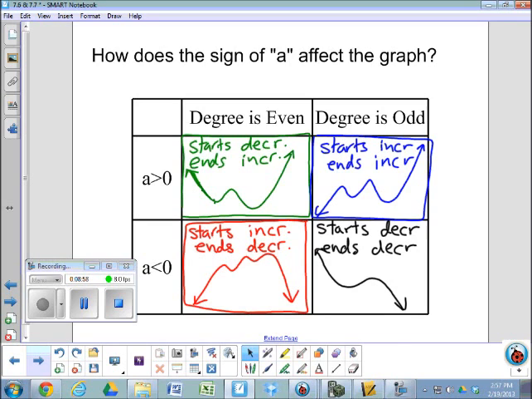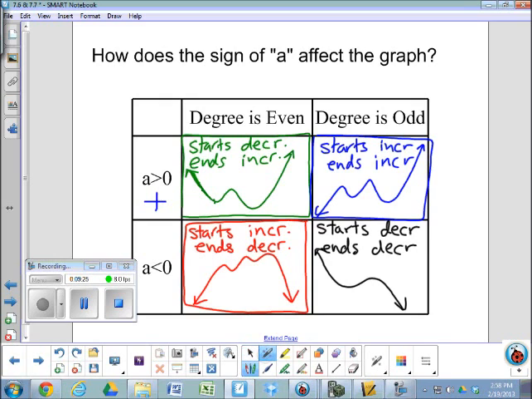The previous part of this video was on root behavior. How does the graph behave at those roots? Does it slice through? Does it bounce off? Or does it curve when it gets there? This speaks of end behavior. The green is when the degree is even and the a, the dilation, is positive. Okay, the a is positive.